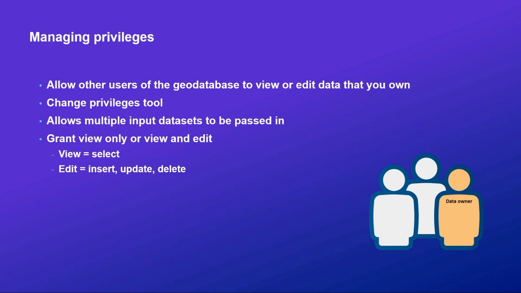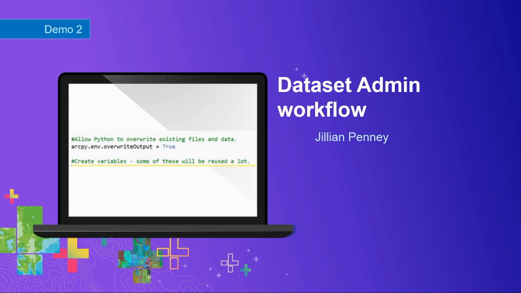Once the data is loaded, you need to manage privileges on your data to determine who can access it. You do this using the Change Privileges tool. This tool will take a list of data sets and allows you to grant or revoke either view or edit privileges. When you grant view, the user can select data, contents from that table, and when you give edit, the user can insert, update, or delete contents from that table. You must be connected as the data owner to perform these functions. Handing it back to Jill to walk us through some of the dataset admin workflows.